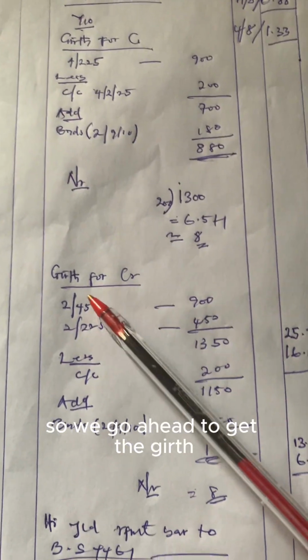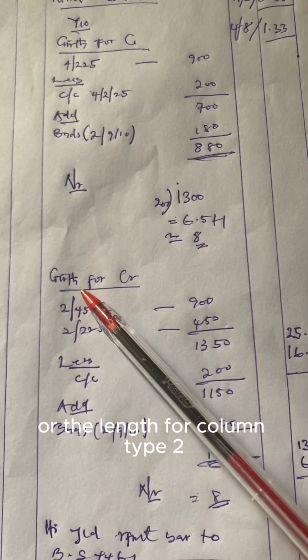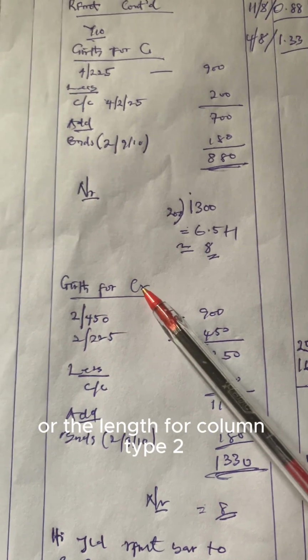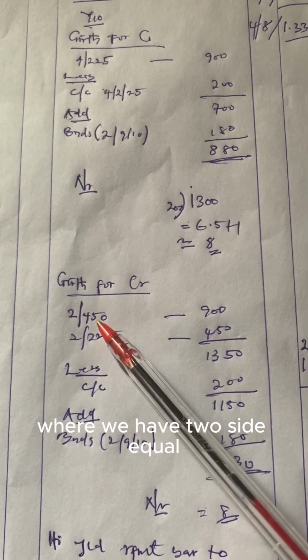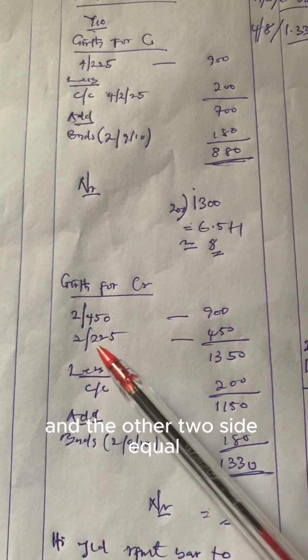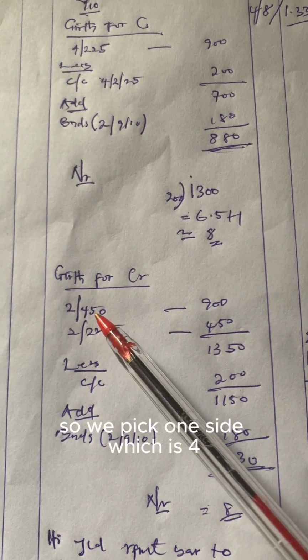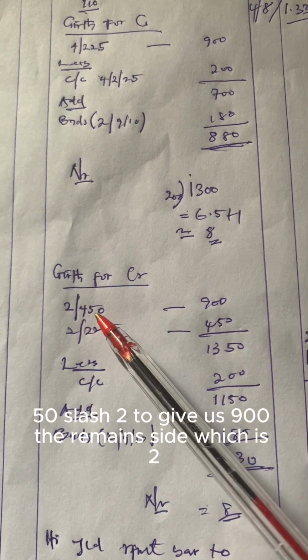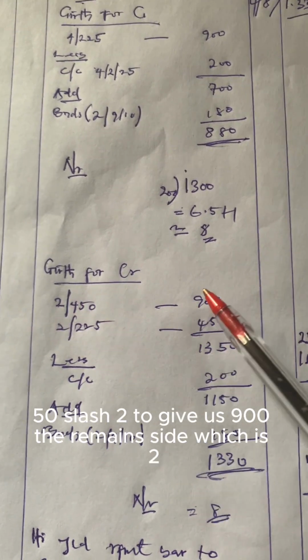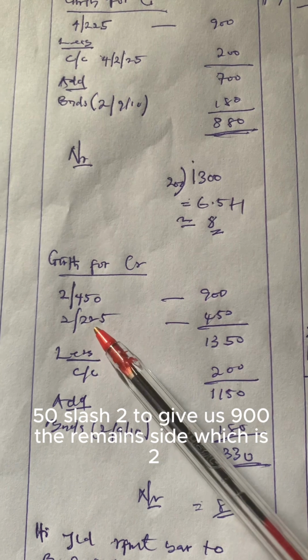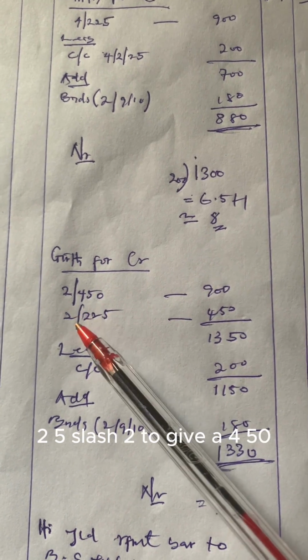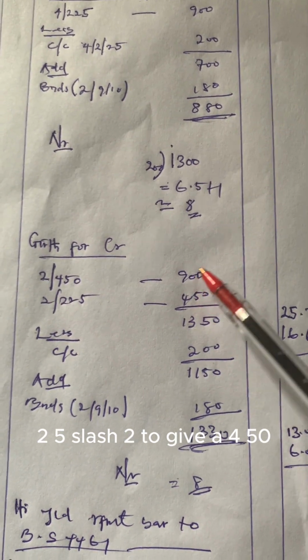So we go ahead to get the length for column type 2, where we have 2 sides equal and the other 2 sides equal. The first 2 sides that are equal is 450. So we pick one side, which is 450 times 2, to give us 900. The remaining side, which is 225 times 2, to give us 450.